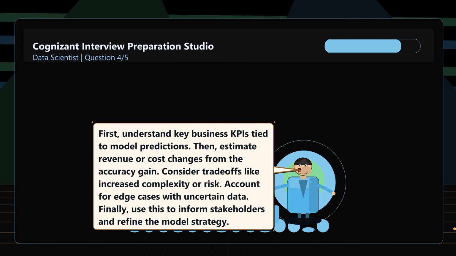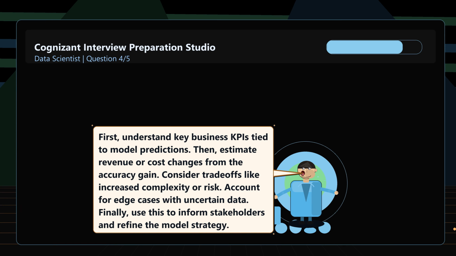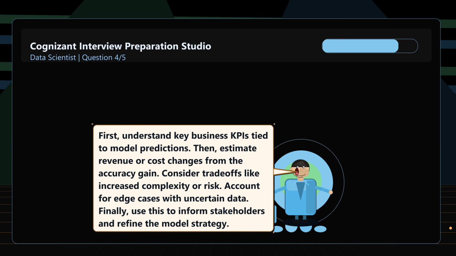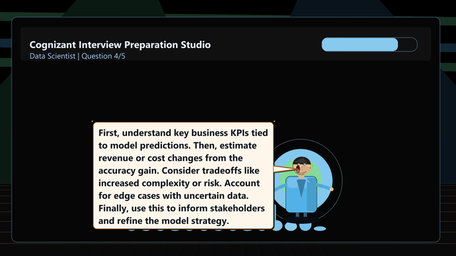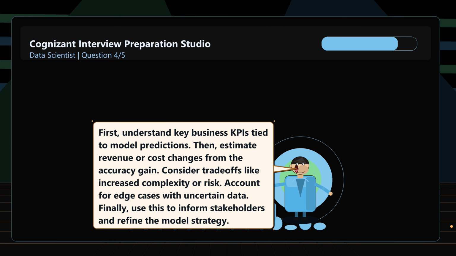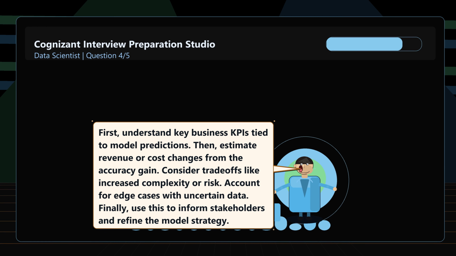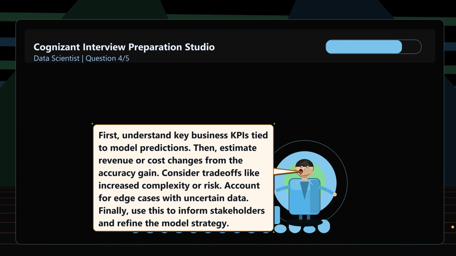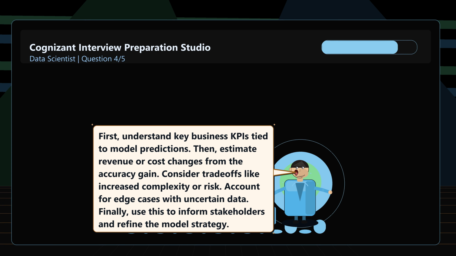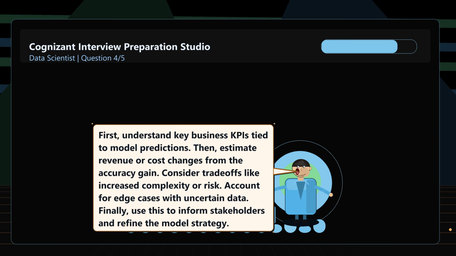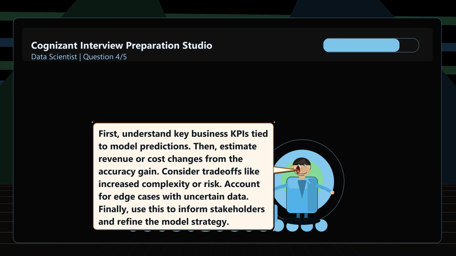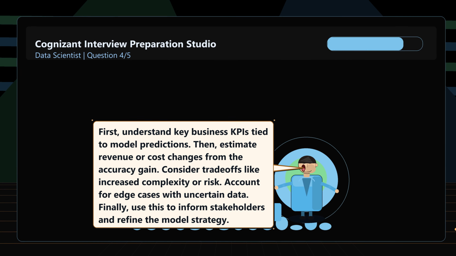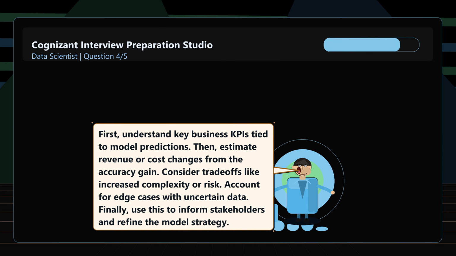Next, I estimate how the improved accuracy translates into better decisions. For example, reduced false positives or improved targeting, which impact these KPIs. It is important to consider trade-offs, like increased model complexity or latency, which can offset benefits. I also evaluate edge cases such as data shifts or rare events to ensure robustness. This holistic approach supports clear business communication and iterative model improvement.